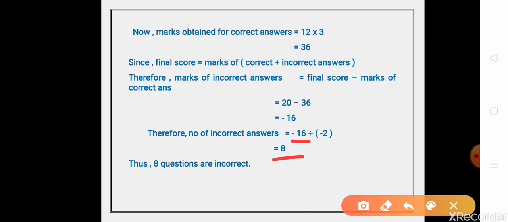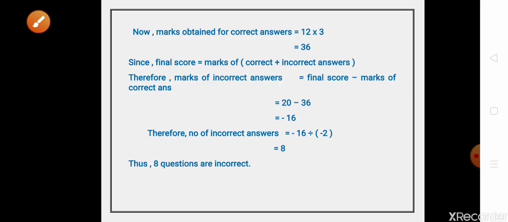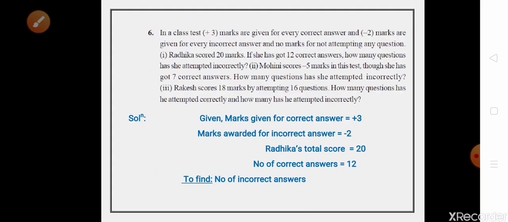Therefore, how many questions were incorrect? 8 questions were incorrect. I hope this is making sense to you. In case you are not able to understand, you may ask me by texting me, or you can also call me. Alright. So, going to the second part of the same question.